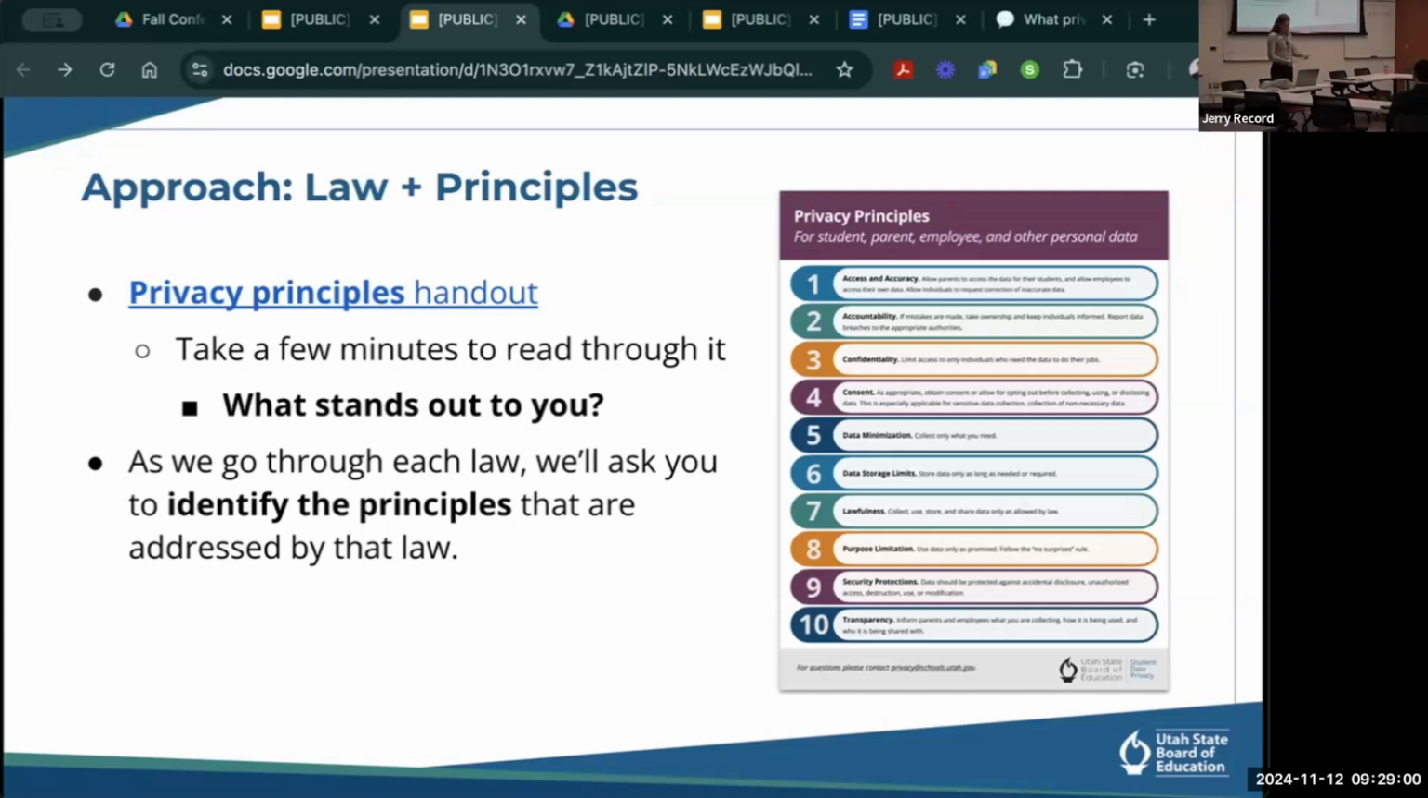So our plan for today is we're going to keep this handy. These are the principles that govern us in the data privacy world, but they're not laws.